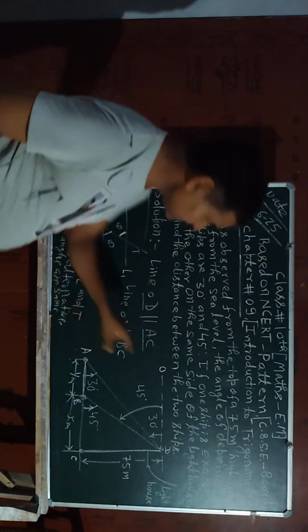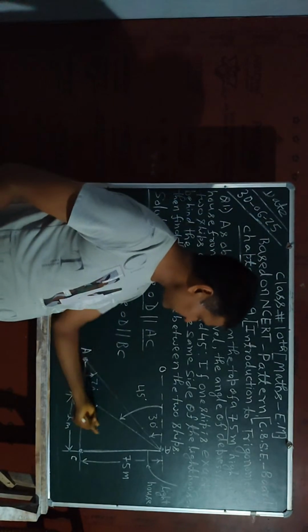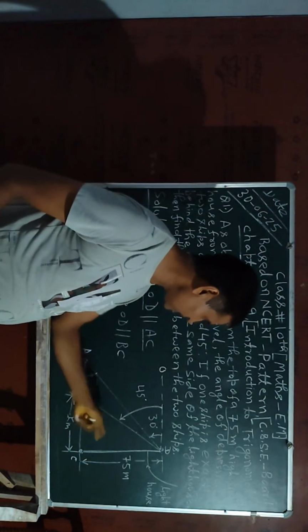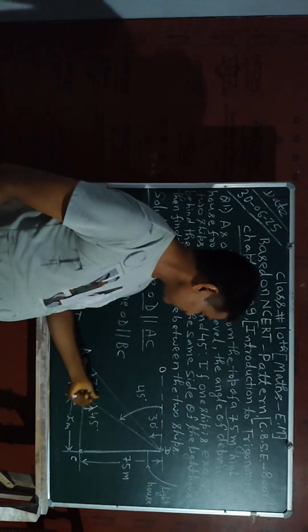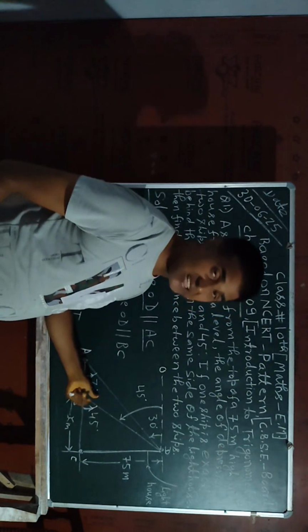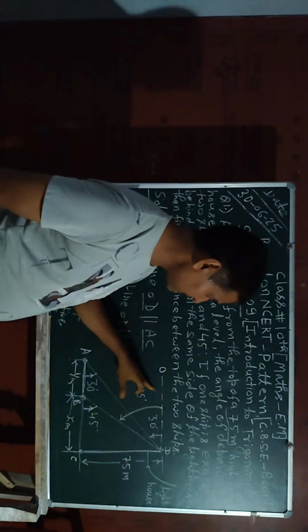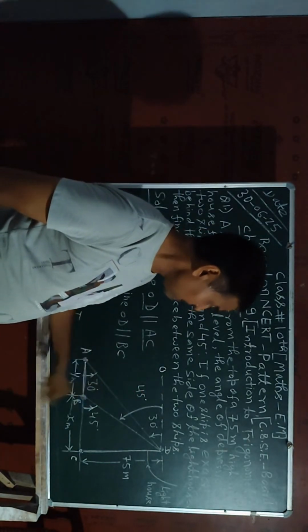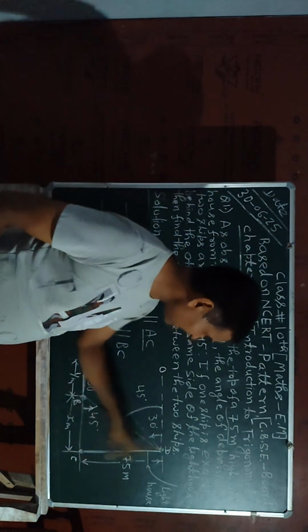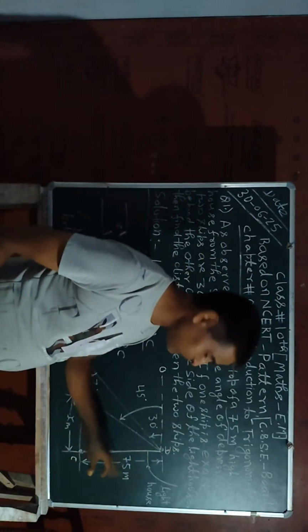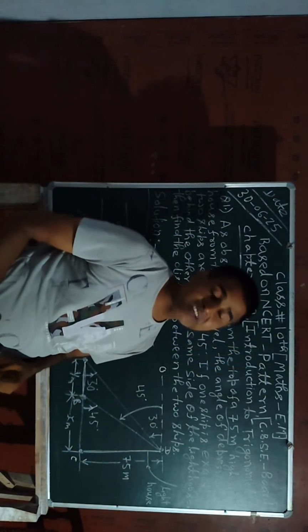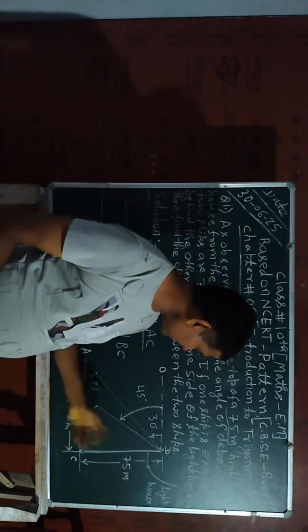So this angle is 45 degrees, therefore I will say this angle will be 45 degrees. This angle is 30 degrees, therefore I will say this angle is 30 degrees. So now the concept of angle of depression I have used here. Now the height of the lighthouse is given here, 75 meters. Now here I will use the trigonometrical ratio to find the unknown parameter.